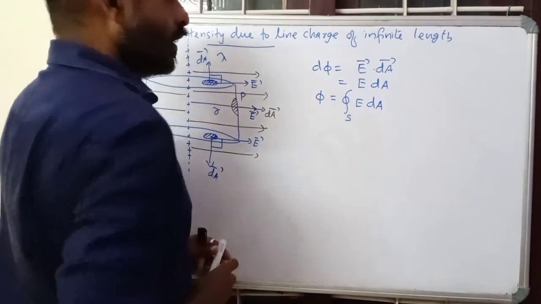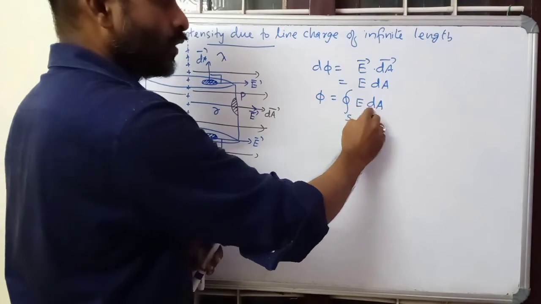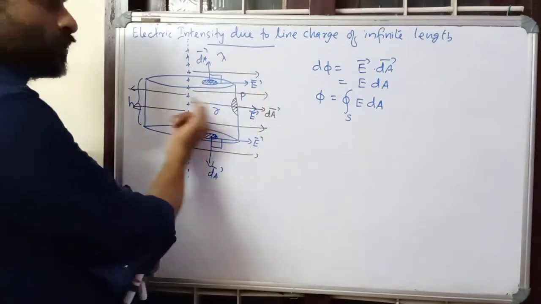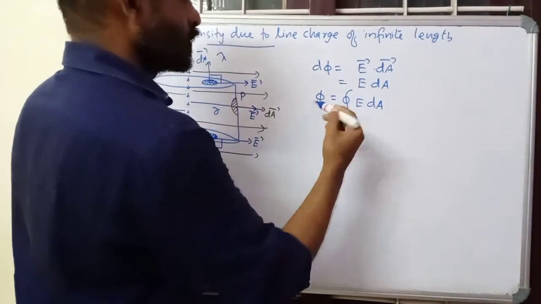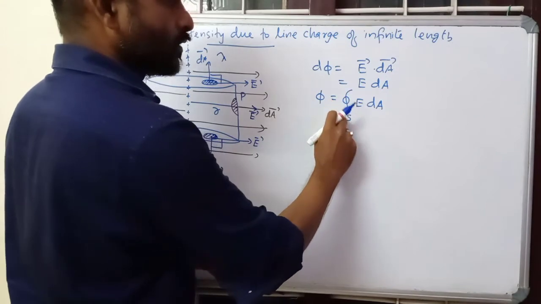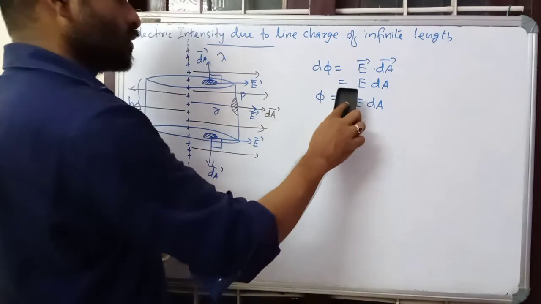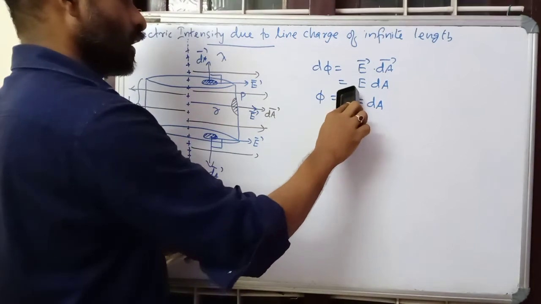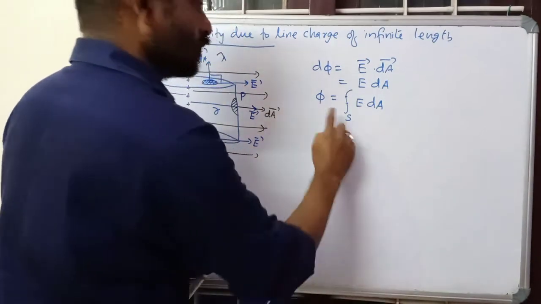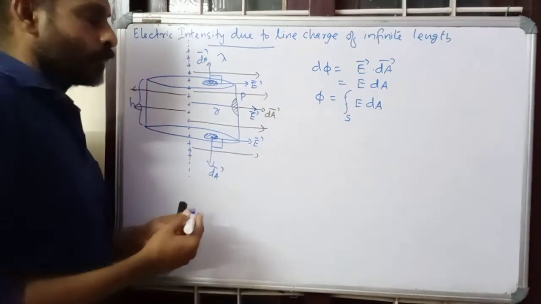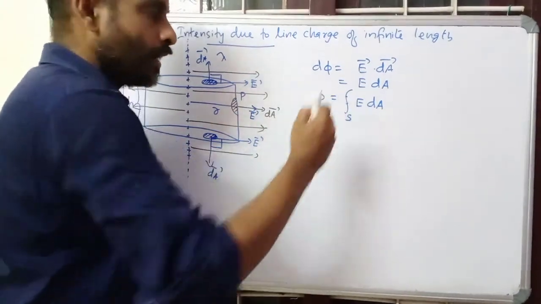So we have the closed surface integral of E·dA, only through the curved surface. So total flux is equal to the surface integral of E·dA. Here, because we are considering only the curved surface, there is no need for the closed integral, only the surface integral. Now we are going to evaluate this integral.